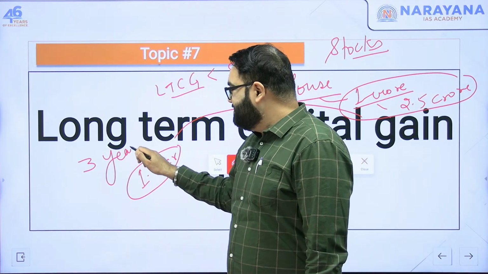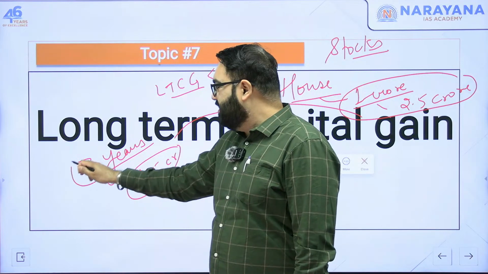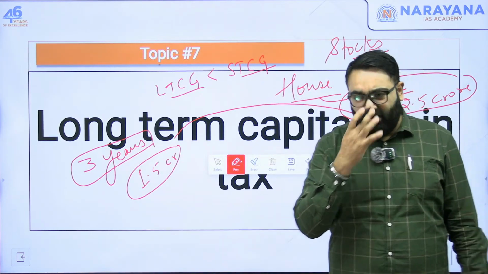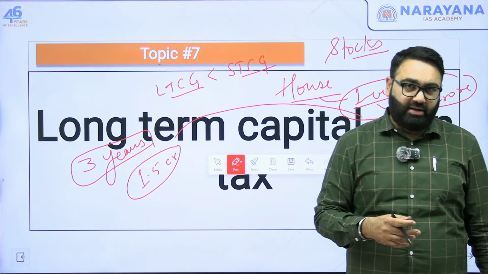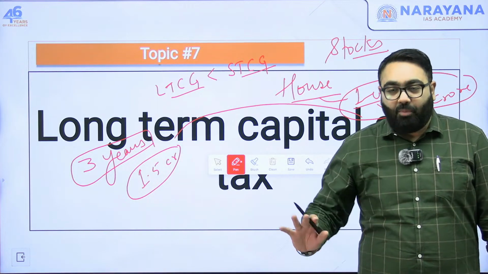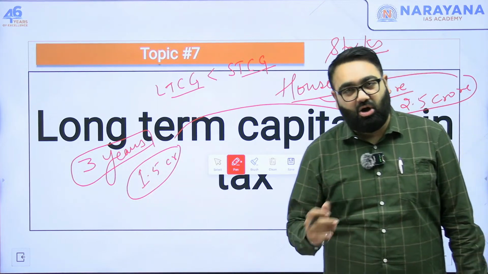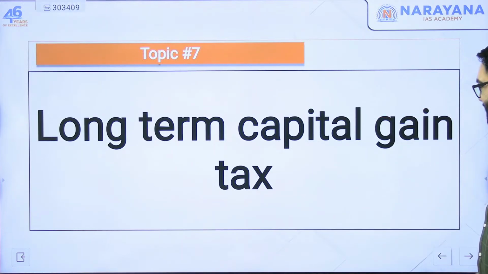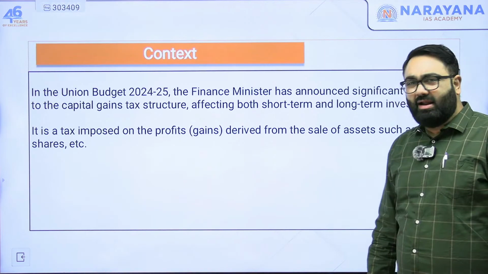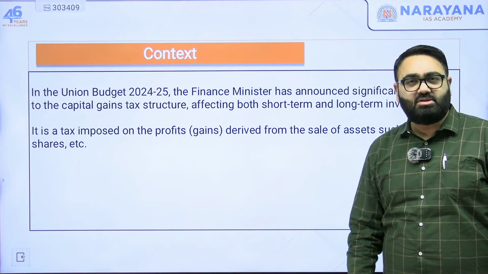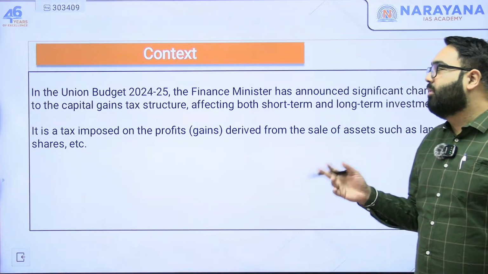So if you sell something after keeping it for 3 years, that will come in the long-term capital gain. If you sell something after keeping it for less than 3 years, that is short-term capital gain. That is a general rule, but there are a few exceptions. Like property is an exception, stocks and shares also are an exception. So there are usual exceptions that we will discuss, but generally it is 3 years that is taken for most of the commodities, to categorize them into long-term or short-term.